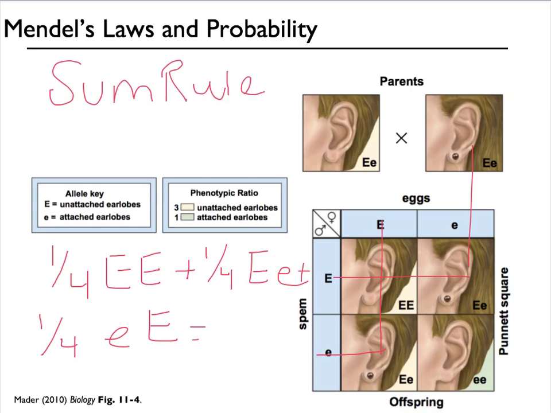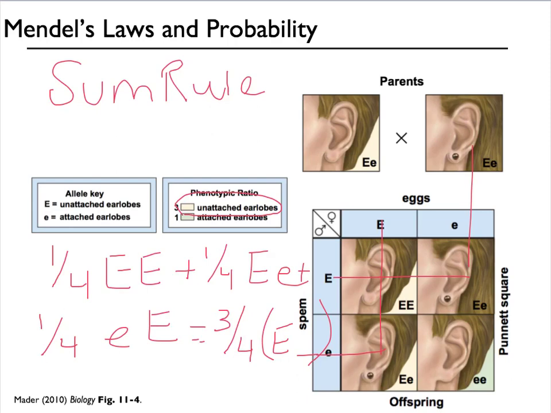And so if we add these up, as we sum them in the sum rule, you end up with a 3/4 chance of an individual having at least 1 big E allele, and therefore being the dominant phenotype of unattached earlobes. So this is a pretty simple example of the product rule and sum rule. We can just as easily draw out a Punnett square and figure this out, but in more complicated genetics problems, especially when you're looking at 2, 3, 4, 5 different genes, trying to look at combinations of traits, then it's easier to apply the product rule and the sum rule.